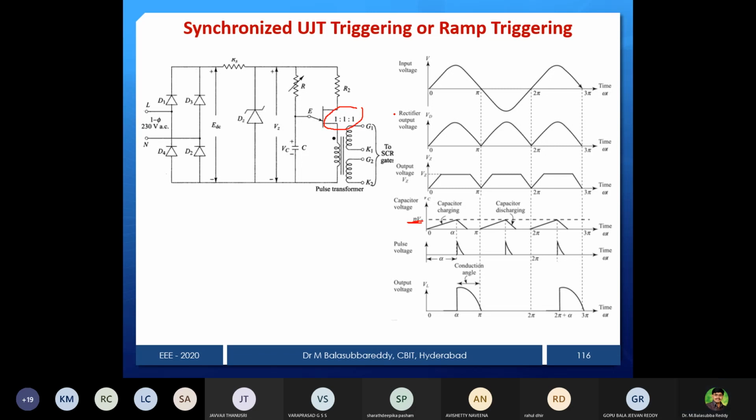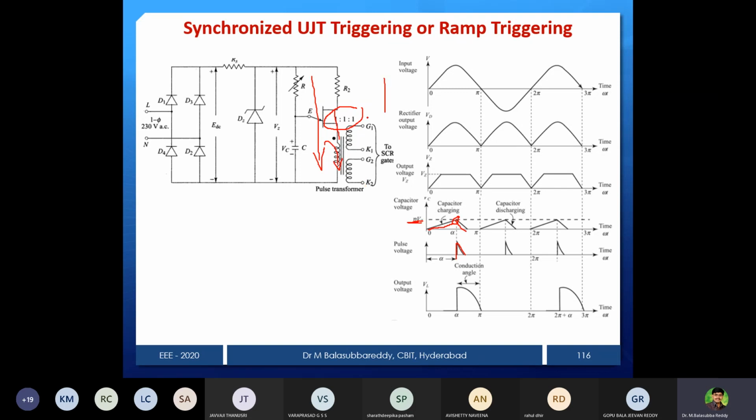So now what will happen? You can see that it is gradually charging with R into C, tau, the charging time constant. Once it reaches the peak voltage, that is eta into VZ, the UJT will trigger. When the UJT is triggered, it offers low impedance, and the voltage sharply decreases. So that pulse is generated in the primary, and automatically the secondaries also will induce it.